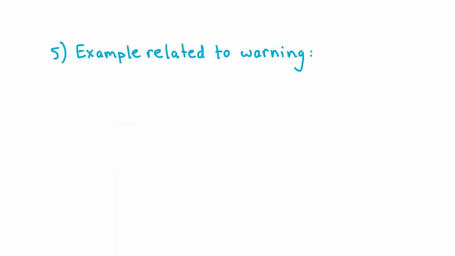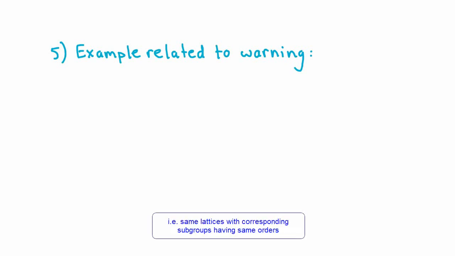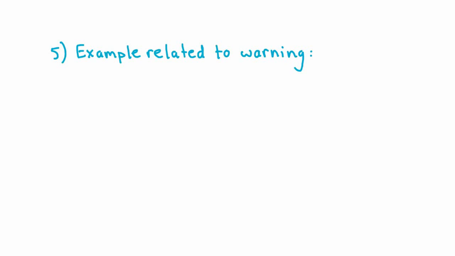Okay, so finally, let's look at an example related to the warning that I gave you that the converse of property number 7 is not true in general. So for this example, I went through all groups of orders up to 16, and for all pairs of non-isomorphic groups of orders up to 15, there's no example of a pair of non-isomorphic groups which actually have the same lattices of subgroups. So in a sense, even though this example is pretty big, it's kind of minimal in the sense that you're not going to find a group with order less than 16, which does what I'm about to show you.